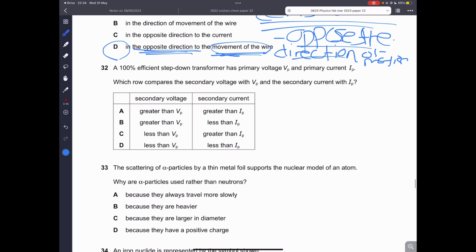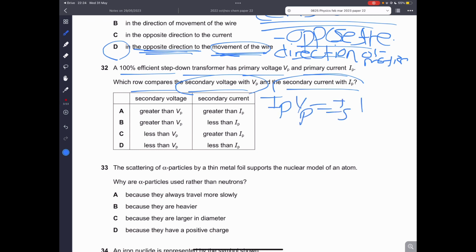32. A 100% efficient step-down transformer has voltage VP and a current IP. Which rules compare the secondary voltage with VP and the secondary current with IP? And remember the formula IP VP = IS VS. Now this is assuming that the transformer is 100% efficient, when in reality it is not 100% efficient.